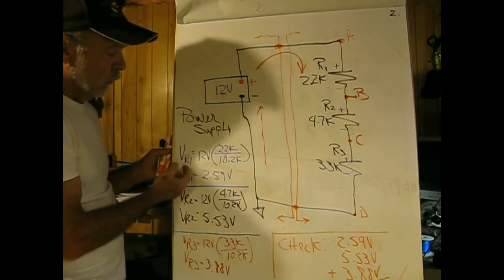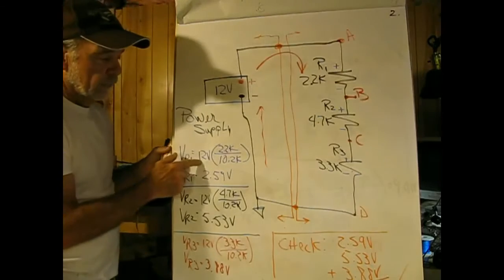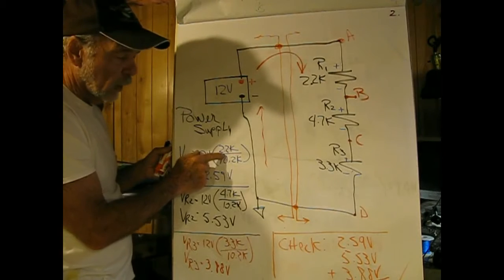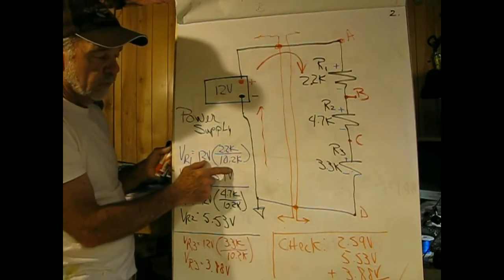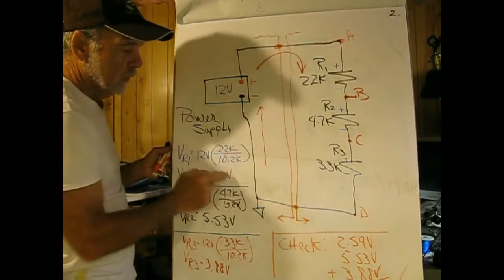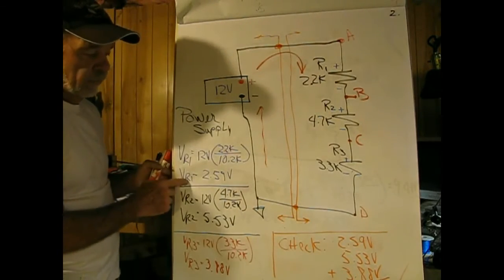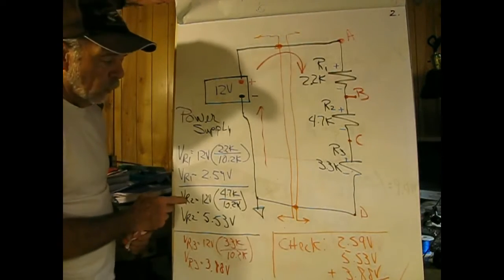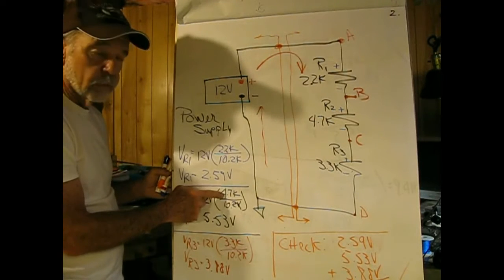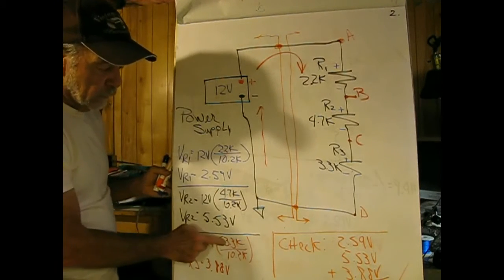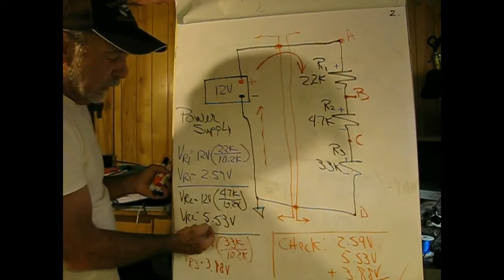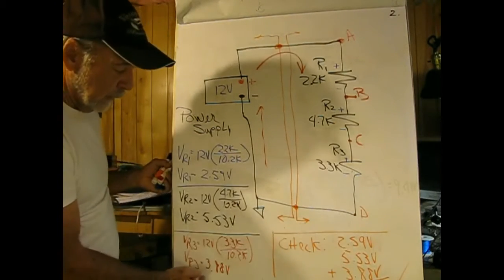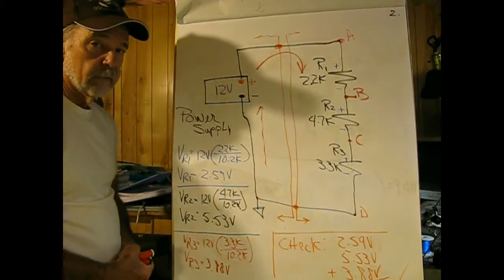So here we see the voltage across VR1, that's this guy, is 12 volts times the resistor that we want to find the voltage across, divided by the total resistance, which in this case is the sum of these three, which comes out to be 10.2K. And if I were to measure the voltage across this, I'd find it to be 2.59 volts. Likewise, using VR2, the only thing that changes is the numerator. And in finding VR3, the only thing that changes is the numerator. And here we get 5.53 volts, and down here for the 3.3K, we end up with 3.88 volts.